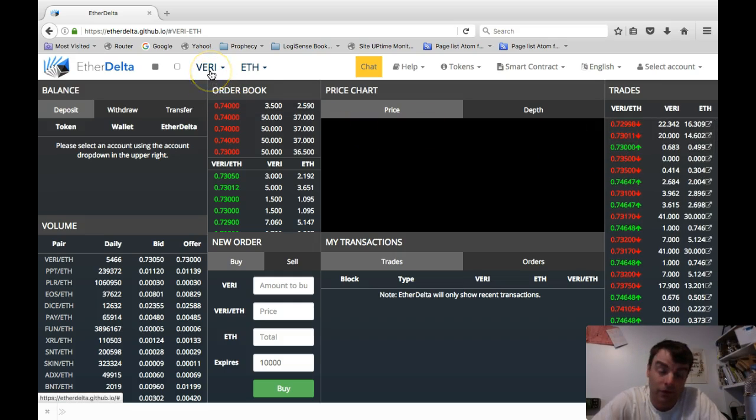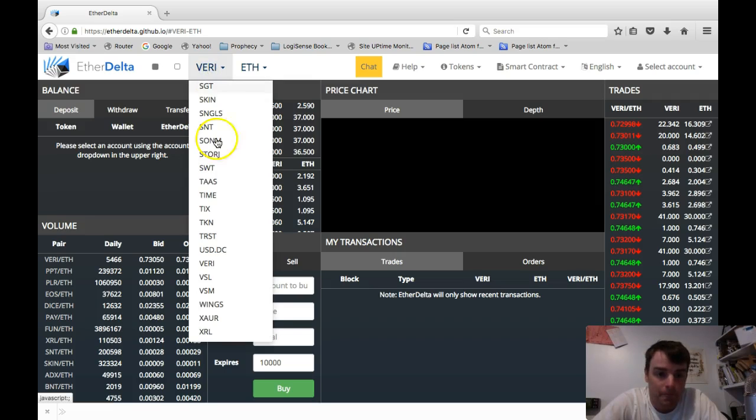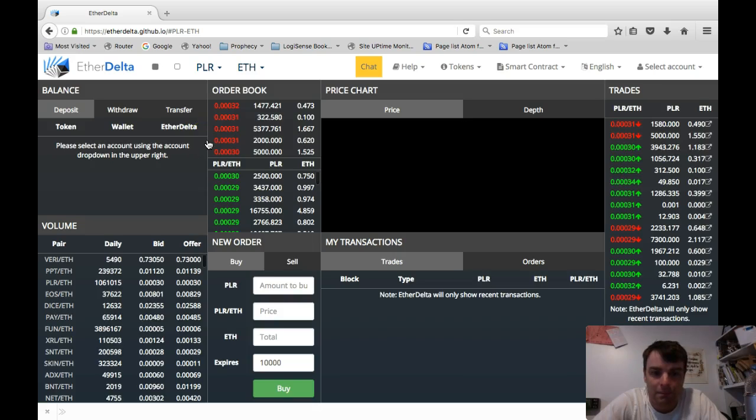So what we're interested in, obviously, is Pillar. So let's select PLR, and we're going to take a look at PLR, or Pillar, to Ethereum. And so you can see the Pillar here. Pillar is currently going for 0.0003 Ethereum per Pillar token. Now, if you'll recall, we paid about 0.0005 Ethereum, I believe it was. So it's trading well under.